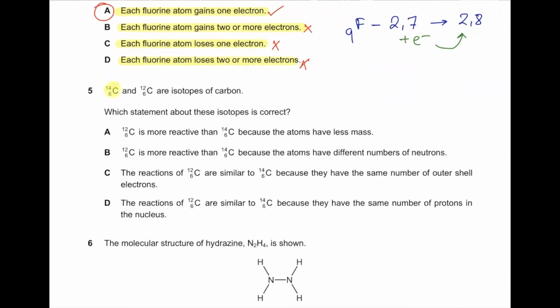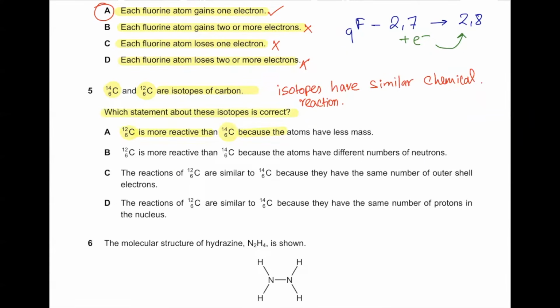Carbon 14 and carbon 12 are isotopes of carbon. Which statement about these isotopes is correct? Okay. Now the question says carbon 12 is more reactive than carbon 14. One thing we must understand: isotopes have similar chemical reactions. The reason is that it is the outer shell electrons that determine the chemical reactivity.